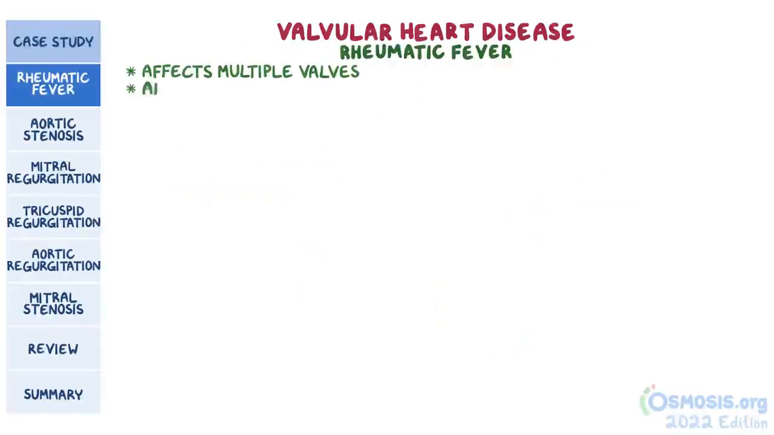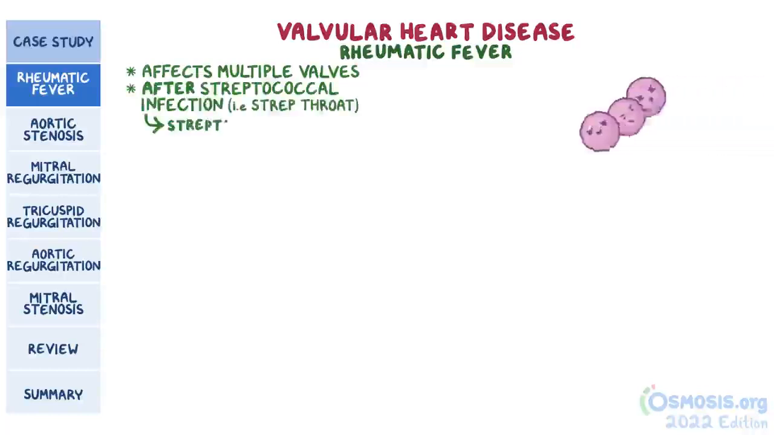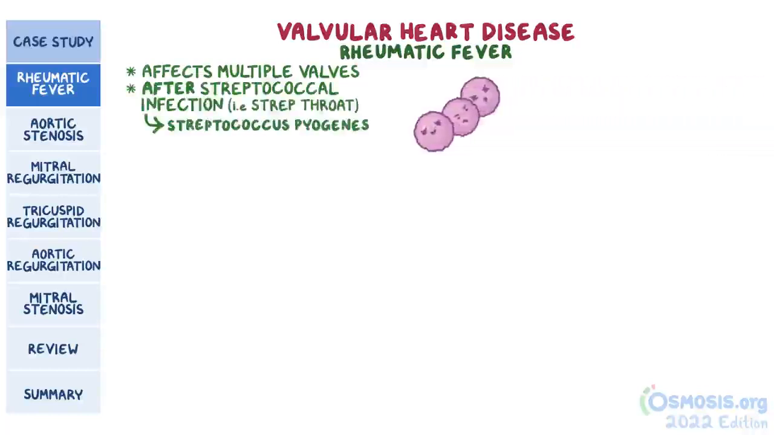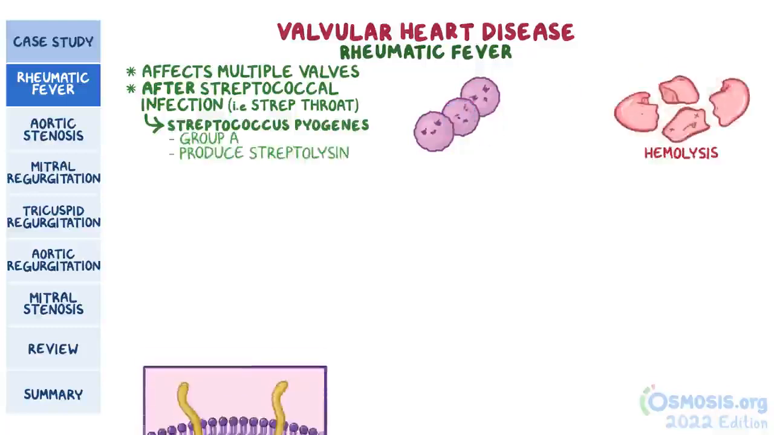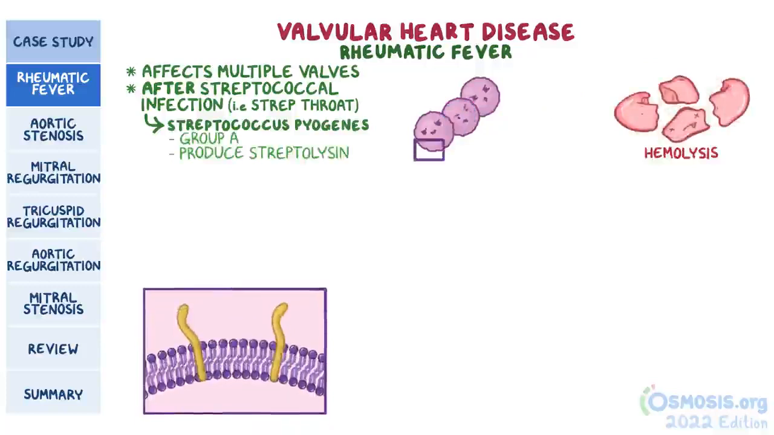Rheumatic fever can develop after streptococcal infection like strep throat, which is caused by Streptococcus pyogenes. This particular group of Streptococcus has an antigen that lumps it into a group called Group A, and they also produce an enzyme called streptolysin, which causes hemolysis. Some of these strep bacteria have a protein on their cell wall called M protein, and this particular protein is highly antigenic, meaning that the immune system sees it and recognizes it as a foreign molecule and produces antibodies against it.